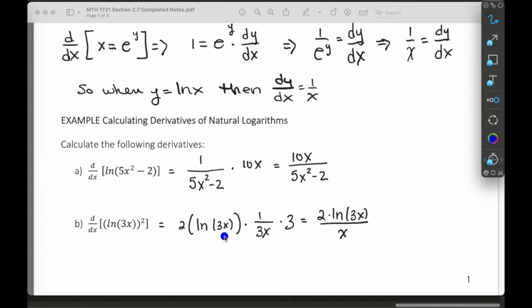So we're going to have to actually use the chain rule twice here because this is an inner function, and then we also have 3x as an inner function. So when I multiply it by the derivative of natural log of 3x, that's going to be 1 over 3x, and then multiply by the derivative of 3x, which is 3. And then when we clean it up, we get 2 times the natural log of 3x over x, because I can get rid of these 3's. 3 divided by 3 is 1, and those can just disappear.